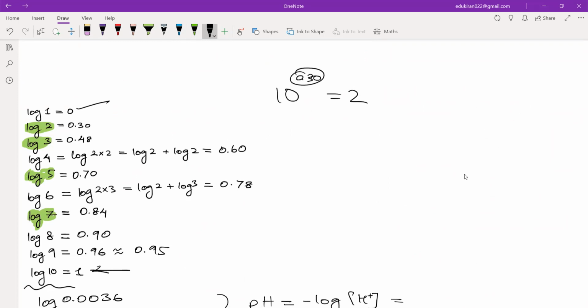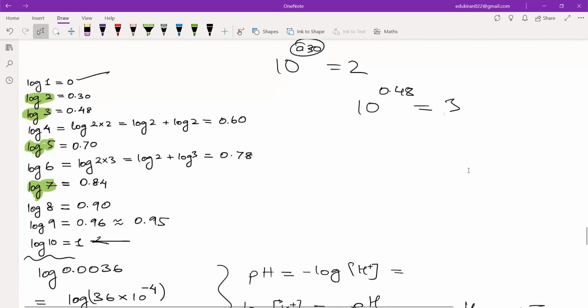If you have 10 to the power of 0.30, this is equal to 2. 10 to the power of 0.48, how much will it be equal to? Tell me. 3. Right? So these are the things that you have to remember.